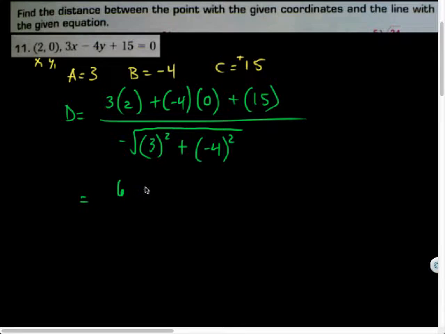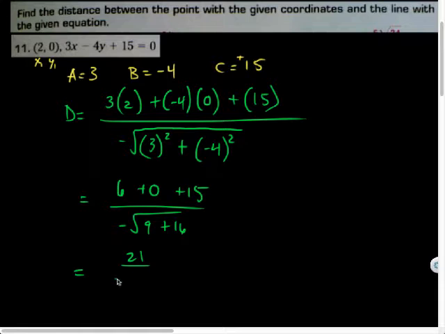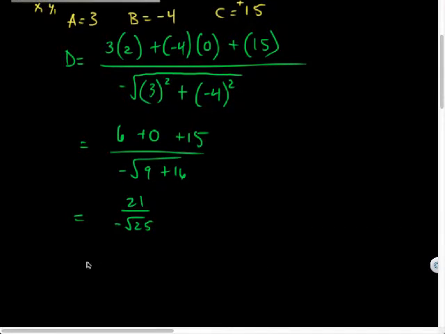Fixing my mistakes. Here we go. And I know this is negative, but we're going to end up taking the positive in a second anyway. 9 plus 16. This is going to be the square root of 25. You might have even realized it's a 3, 4, 5 right triangle sort of thing. 21 over the negative square root of 25, which is 5, I might point out. So negative 21 fifths.